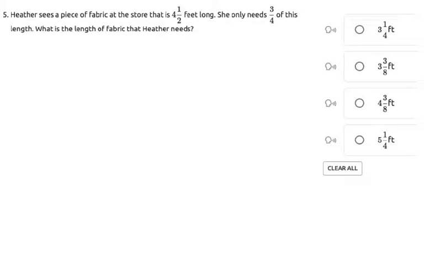All right, question 5. Heather sees a piece of fabric at the store that is 4.5 feet long. She only needs 3/4 of this length. What is the length of the fabric that Heather needs?